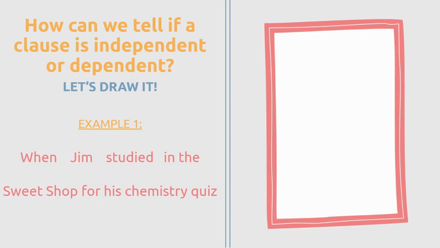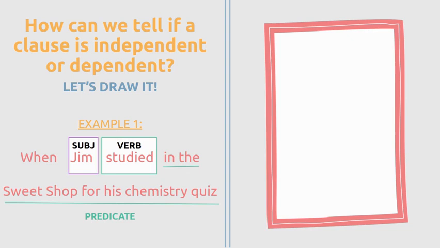All right, example 2, when Jim studied in the sweet shop for his chemistry quiz. So we need to make sure we have a clause first. Do we have a verb? Yep, studied. It's there again. Do we have someone who is doing the studying? Yep, we have Jim. So we have a subject, we have a verb. Then after the verb, we have this predicate, and we have to make sure there's no other verbs, right? So in the sweet shop for his chemistry quiz, nope, we're good to go. We have a predicate. That means we have a clause.